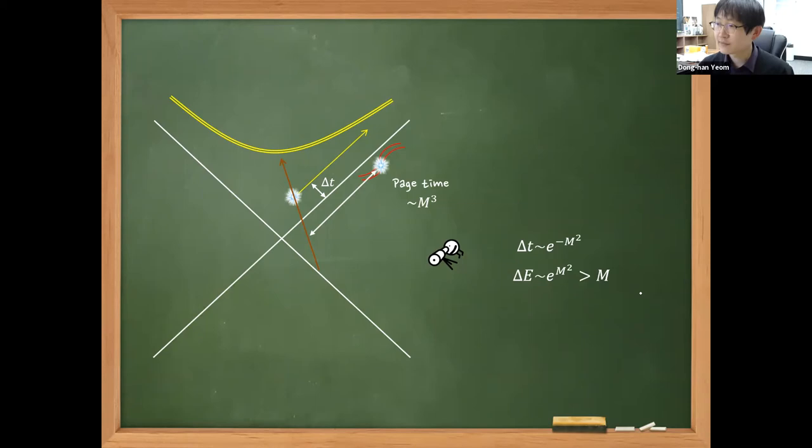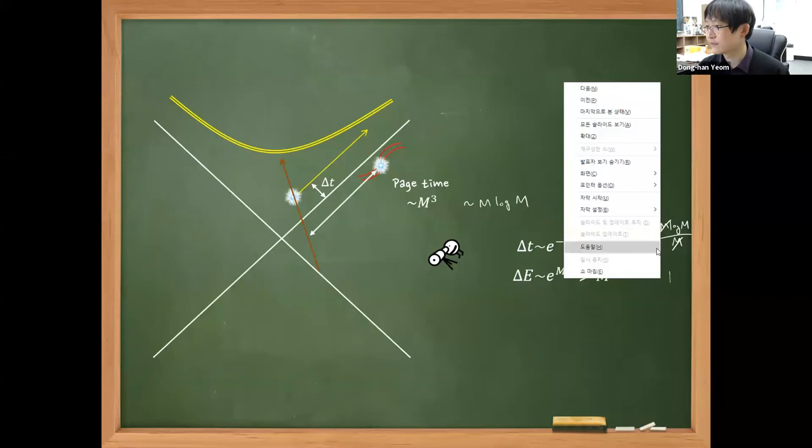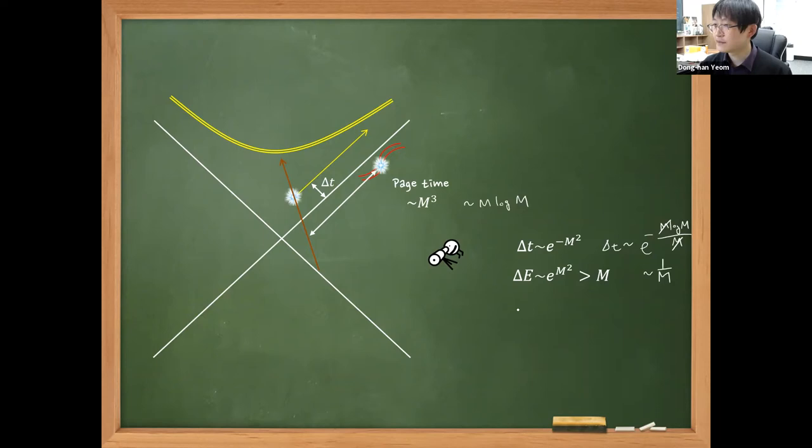I mentioned that there is one more time scale, which is the scrambling time. So what happens in terms of the scrambling time? Then delta t is exponential minus M log M over M. Here M is the horizon scale, and M log M is the time scale. If you evaluate this, it is approximately 1 over M. From the uncertainty relation, the required energy is M. Then you can notice that the consistency boundary is whether this delta E is smaller than M or not.